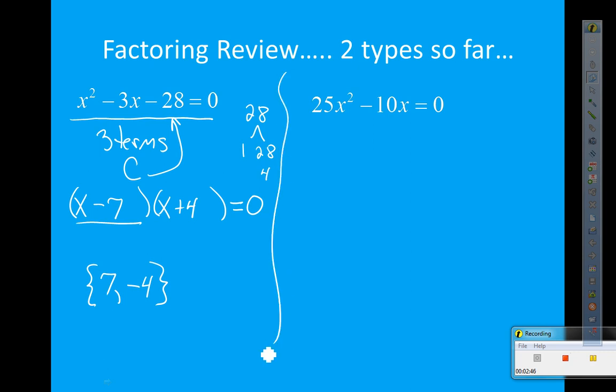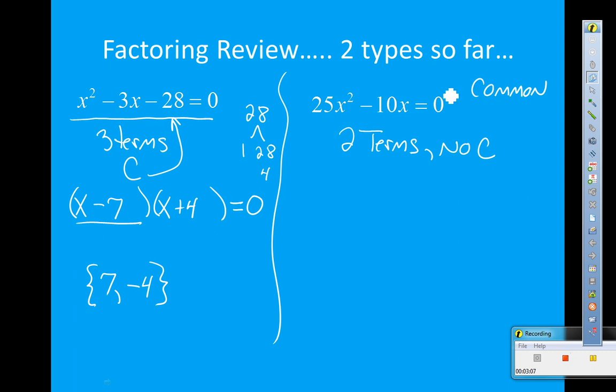Here's the other kind of factoring that we did. This happens when they have something in common. Notice some things on this one. There's only 2 terms, and there's no C value. There's no number right there. When that happens, you factor out whatever's in common. So out of 25x squared minus 10x, I need to find the largest number that divides into both 25 and 10. Well, that number happens to be a 5. And I'm also going to take out an x, which leaves me 5x minus 2.